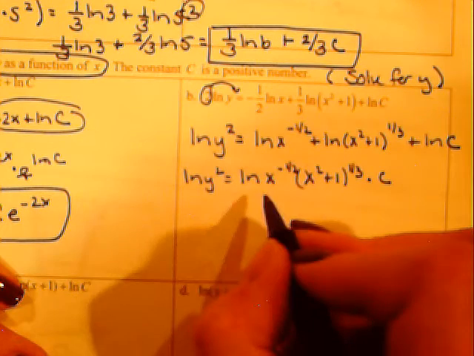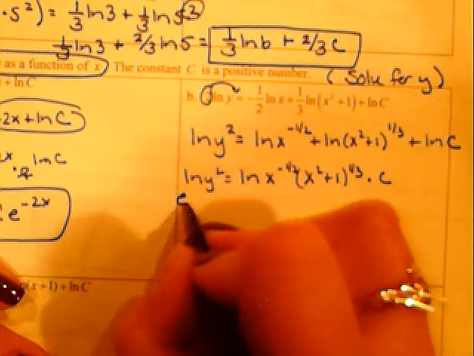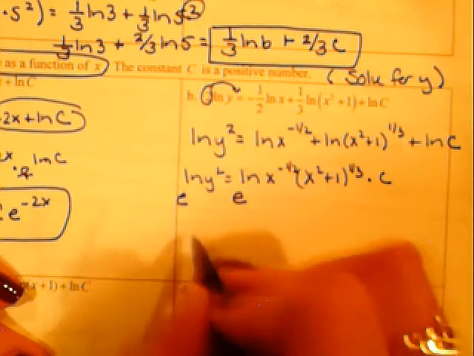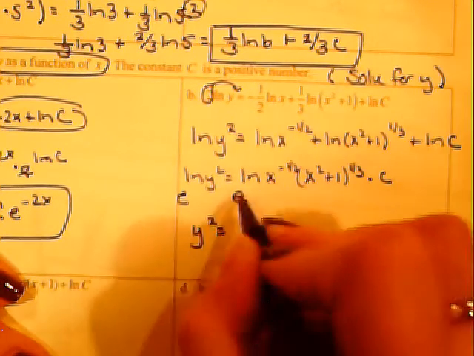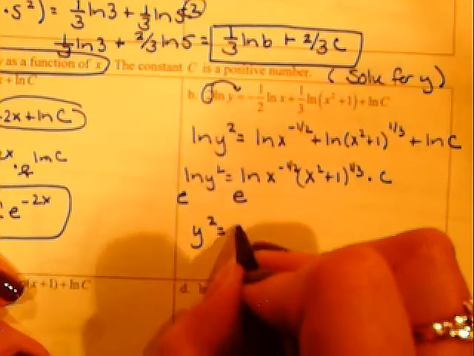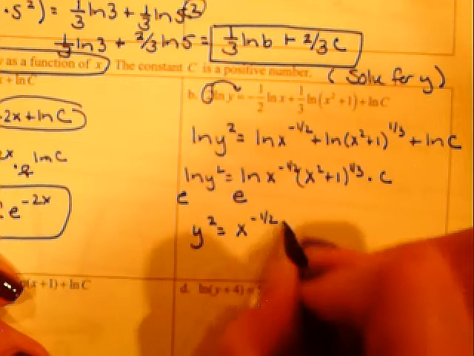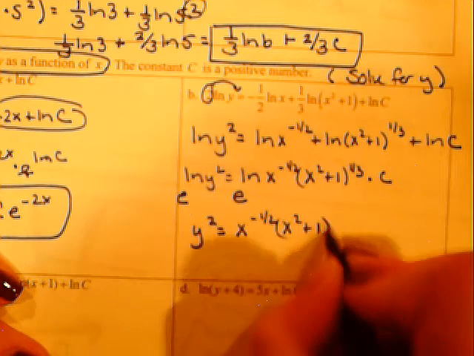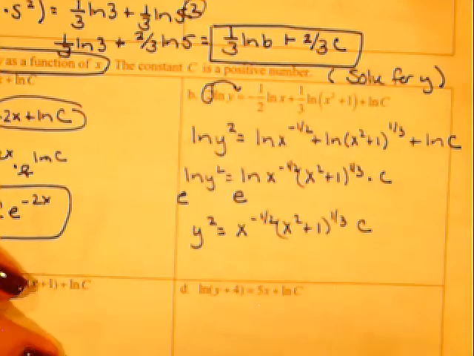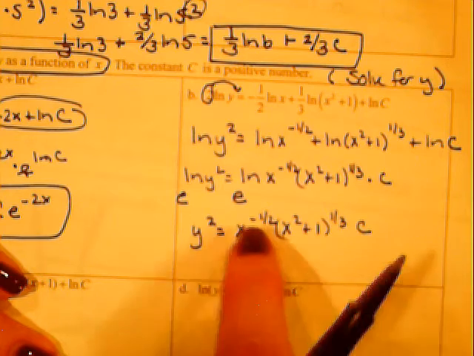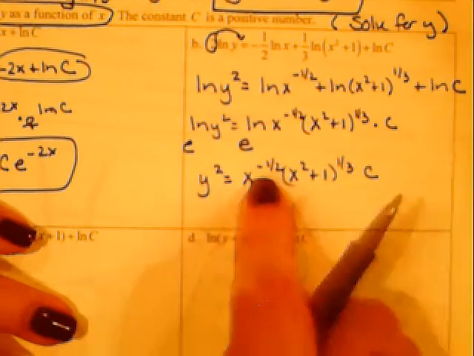Now again, what I'm going to do is exponentiate both sides of the equation. e to the ln will leave me with y squared equals, e to the ln is going to leave me with x to the negative 1/2 times x squared plus 1 to the 1/3 times c. I'm going to get rid of this negative exponent by moving it to the denominator.